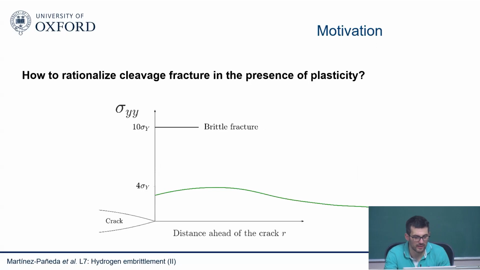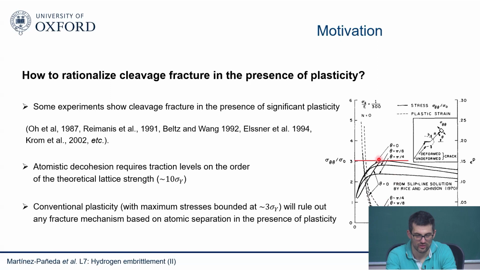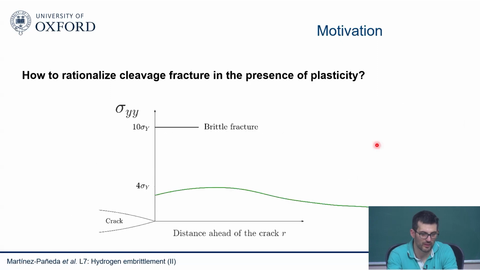So this is the idea, basically. This is your crack. This is your tensile stress ahead of the crack tip. This is the distance ahead of the crack tip. Your stresses look something like this. This is kind of a sketch of what you see here. But in order for brittle fracture to occur, we need stresses on the order of 10 times the yield stress.